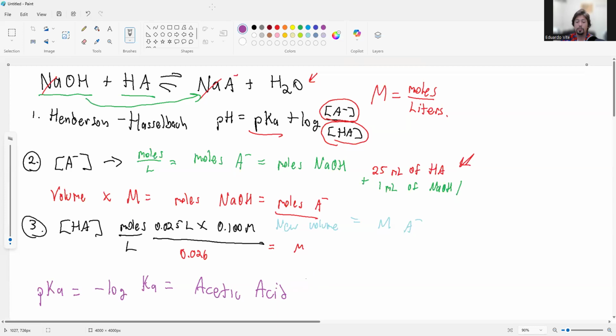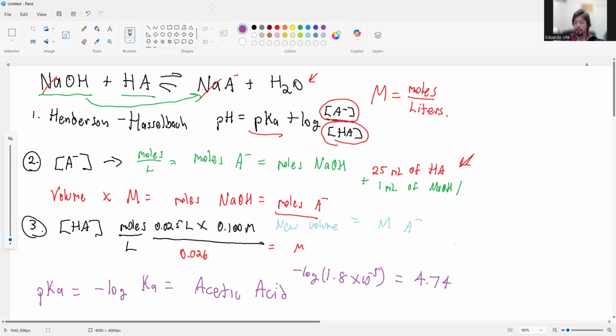Your pKa is equal to your negative log of Ka. So for acetic acid, I think from memory, it's 1.8 times 10 to the minus 5. So if you take the negative log of that, you are going to get your pKa, which is going to equal, I believe, 4.74. Again, I'm remembering numbers. Make sure you check with whatever values they actually give you.